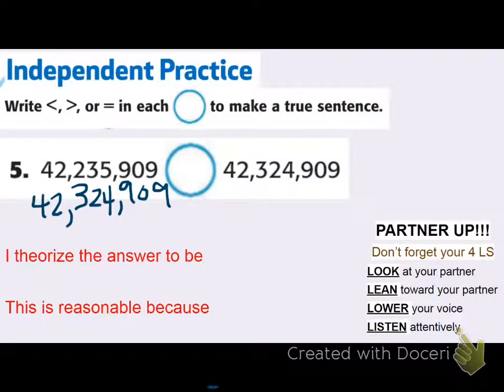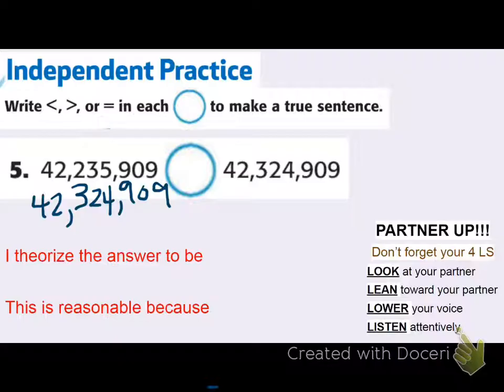Again, I'm in the independent practice. I'm now on problem 5. I'm comparing less than, greater than, equivalent. I need to make it true. Well, I've lined it up. I've done step 1. I can now look at the greatest place value on the left to see which is larger. Well, they both have 42 million.